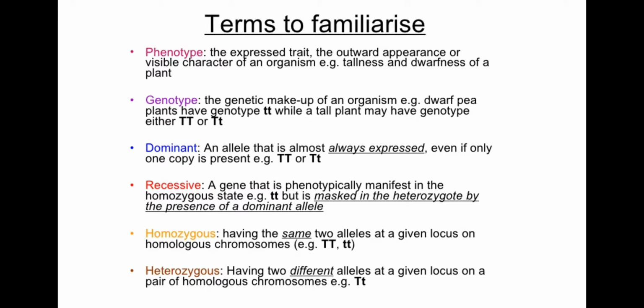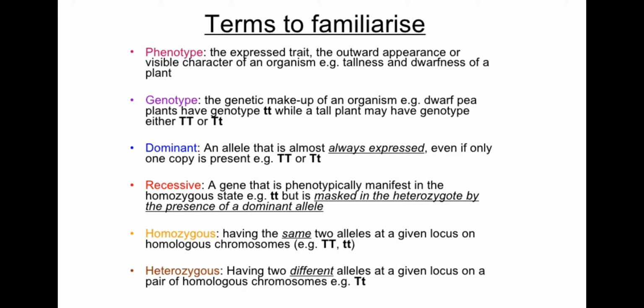Now let us quickly look at some terms to familiarize ourselves. First is phenotype, which is the outward appearance of a character in an organism. The genotype is the genetic makeup of an organism. What is the dominant trait? The trait which expresses itself even if there is another trait present, like tallness or capital T capital T. Recessive is the gene which is unable to express itself in the presence of a dominant trait.